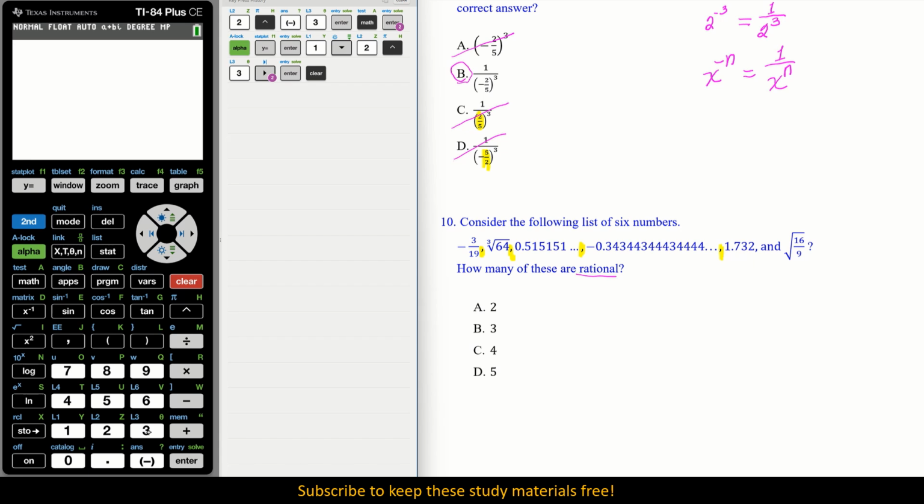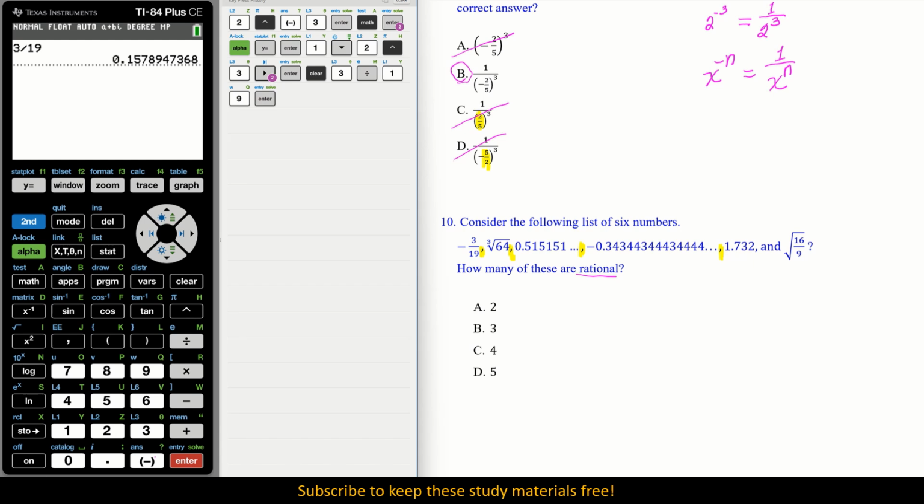Positive or negative is totally irrelevant. So let's look at 3 divided by 19. What happens here? That looks like it's not repeating. It looks like it goes on forever. For this situation, if I were you, I would pop that into Desmos or Wolfram Alpha to double check that. But offhand, I would say that is irrational. Regardless, let's try another one.